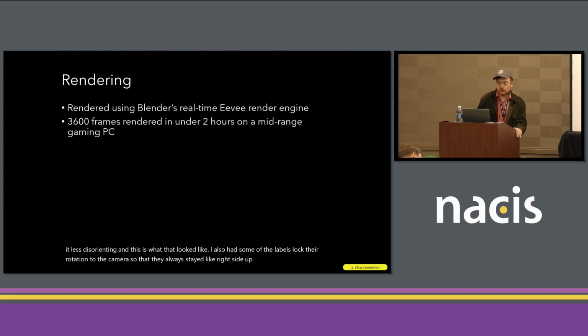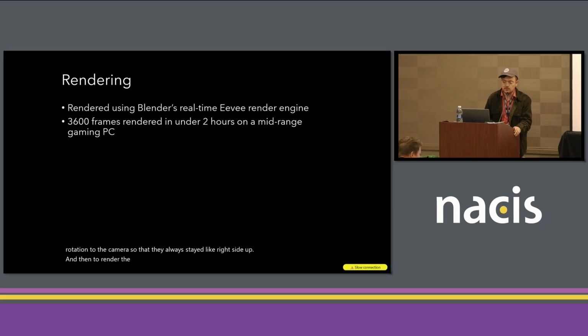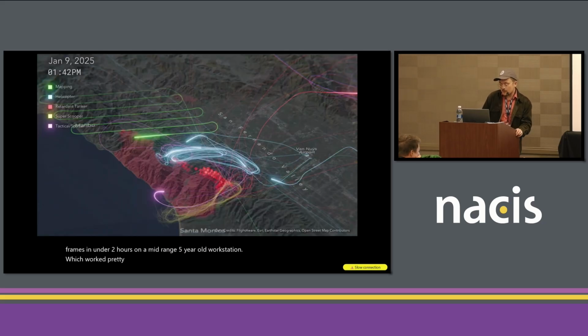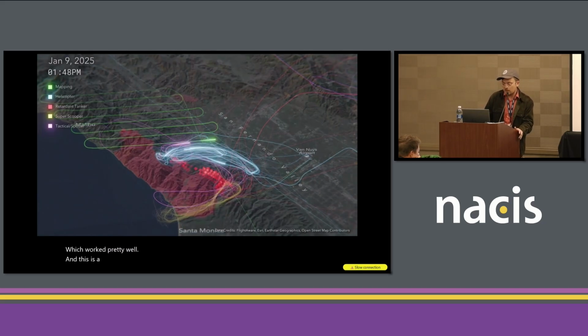And then to render the final animation, I used Blender's real-time Eevee render engine. Because of the optimization I was able to do, like creating the model, I was able to render the 3,600 frames in under 2 hours on a mid-range 5-year-old workstation, which worked pretty well. And this is a quick clip of how the final animation turned out.